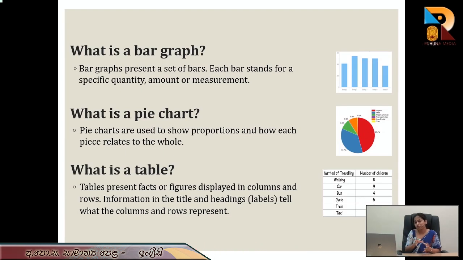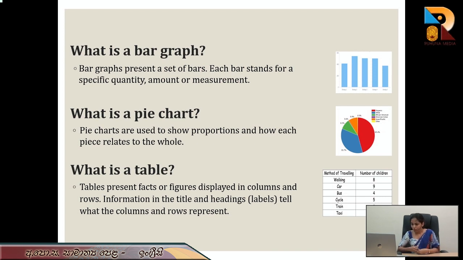And moving on to pie charts. What's a pie chart? Pie charts are used to show the parts of a whole, as in it's a representation of a whole, right? So in contrast to bar graphs, they don't report a change of an element over a period of time. They report something at a set point of time. So that is the difference between a bar graph and a pie chart. And they are shown in proportions, and they also show how each piece relates to the whole.